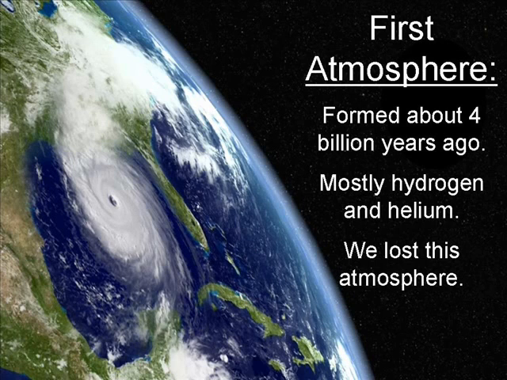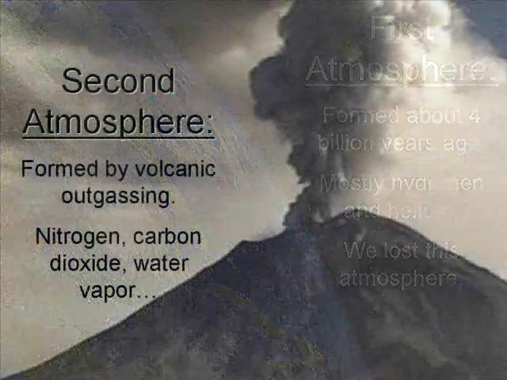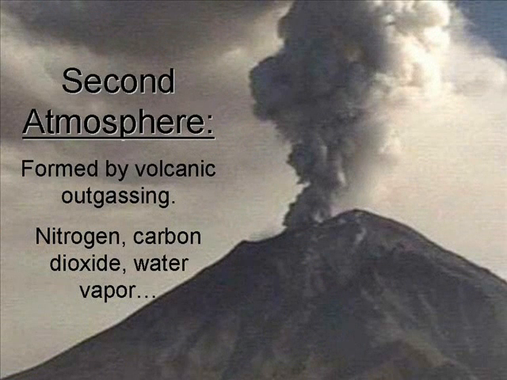But that atmosphere was primarily made up of hydrogen and helium. Now, these gases are not conducive to life, and they are very light, and very hard for the relatively weak gravity of the Earth to hold down, and so these gases quickly escaped. Fortunately, we were able to build a second atmosphere, and the second atmosphere that we produced is basically the one we have now. Most of the constituents of the second atmosphere were added by volcanic outgassing.